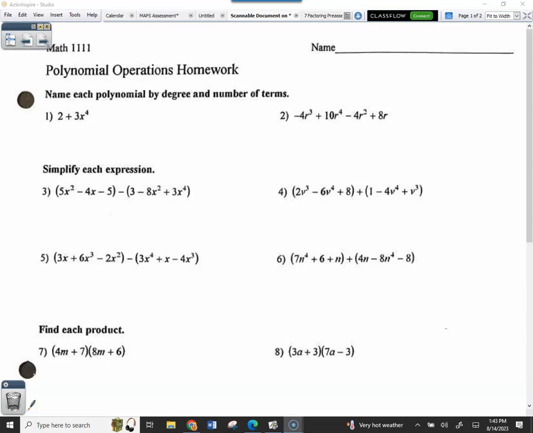So at the top, it's name each polynomial by degree and number of terms. Terms are separated by plus and minus signs. So if you look at these examples, you can see clearly, you draw the slashes if you need to. This has two terms, and it is not in standard form. Standard form would be the degree that is the highest. That term needs to be in the front. That is called your leading term. And then the number in front of it is called your leading coefficient. And then, of course, that 2 is positive, so it would come after. So that is considered standard form.